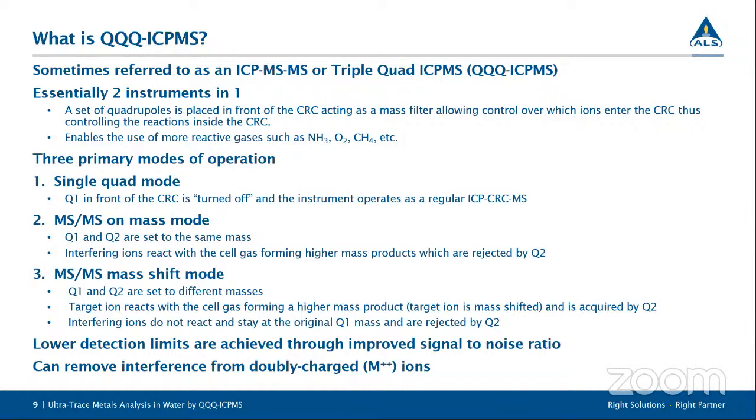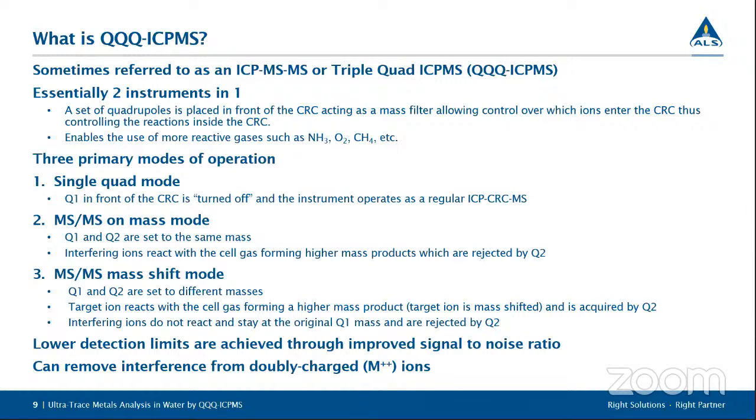And having the set of quadrupoles in front of the reaction cell allows the instrument to control which ions enter it, and thus enabling more reactive gases such as ammonia and oxygen.